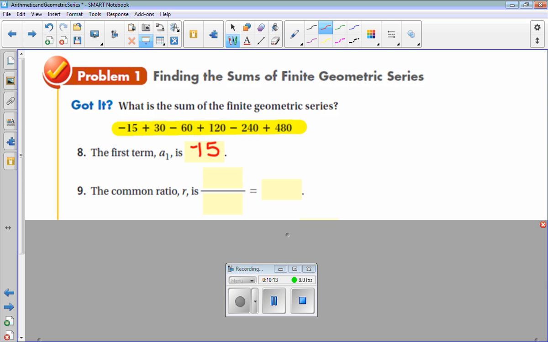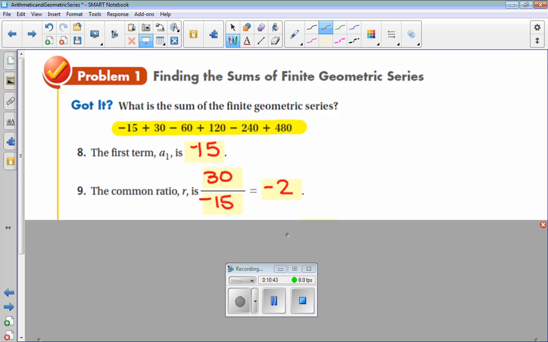How do I find the r? What do I divide? Take two numbers that are next to each other in the sequence, or the series. I don't care which two. We'll pick 30 and negative 15. Doesn't matter. I could have just as easily picked 480 and negative 240. It doesn't matter, as long as they're next to each other. And if I divide them, what do you get? Negative 2. So negative 2 is the r.